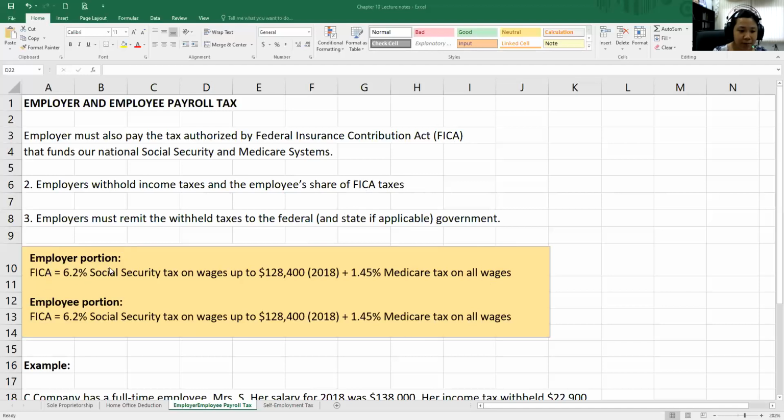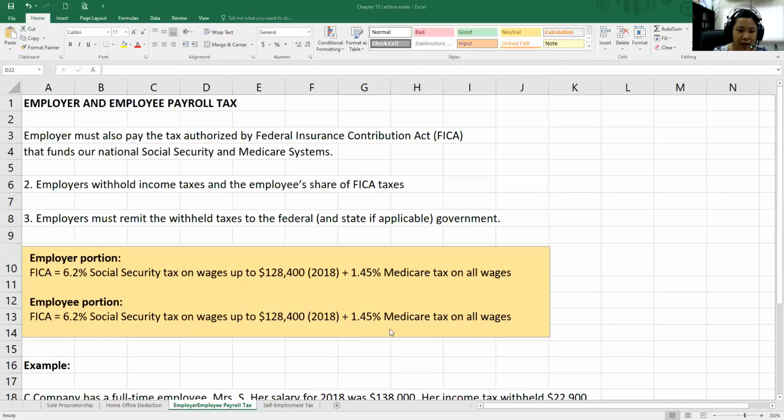For the employer portion, it's going to be 6.2% Social Security tax on the wages up to 128,400, plus 1.45% Medicare tax on all wages. The employee portion will be 6.2% Social Security tax on wages up to 128,400 for 2018, plus 1.45% Medicare tax on all wages. It's exactly the same.